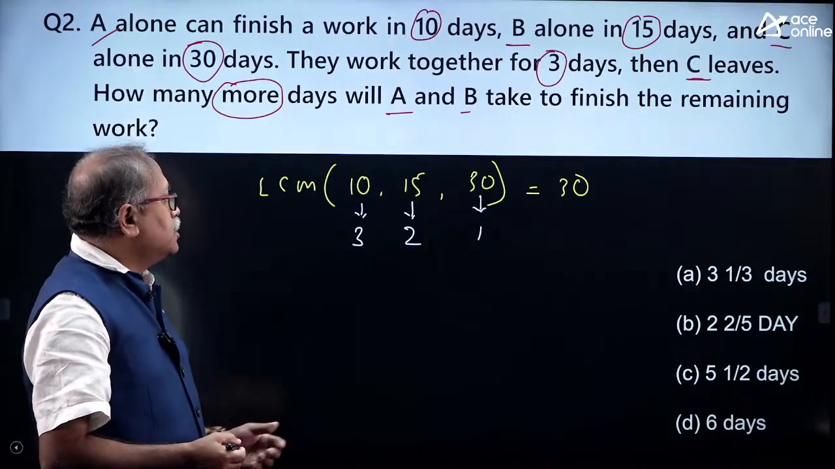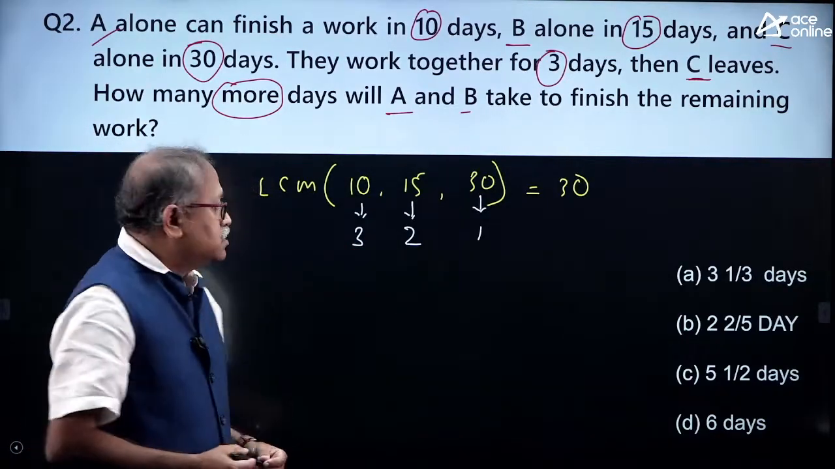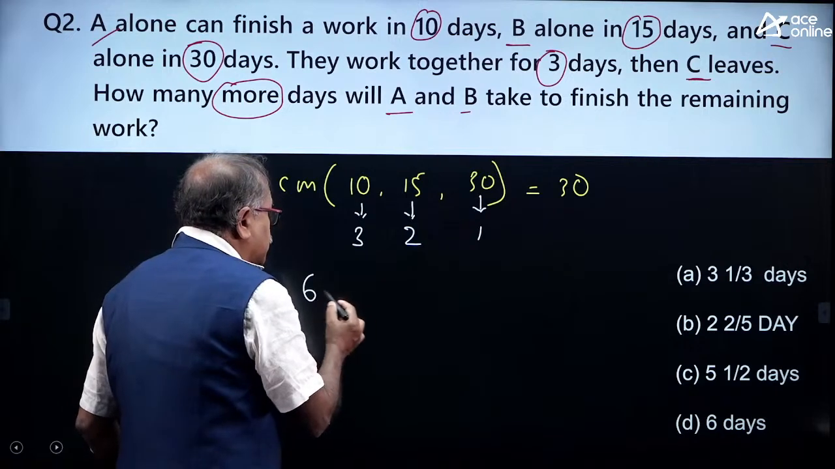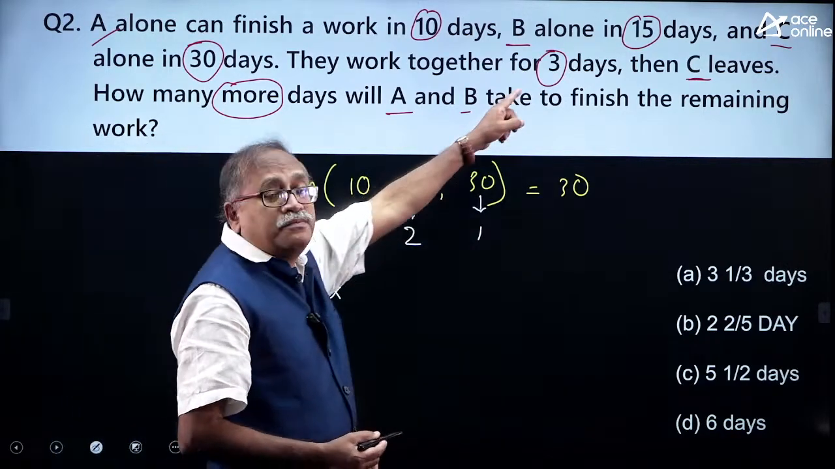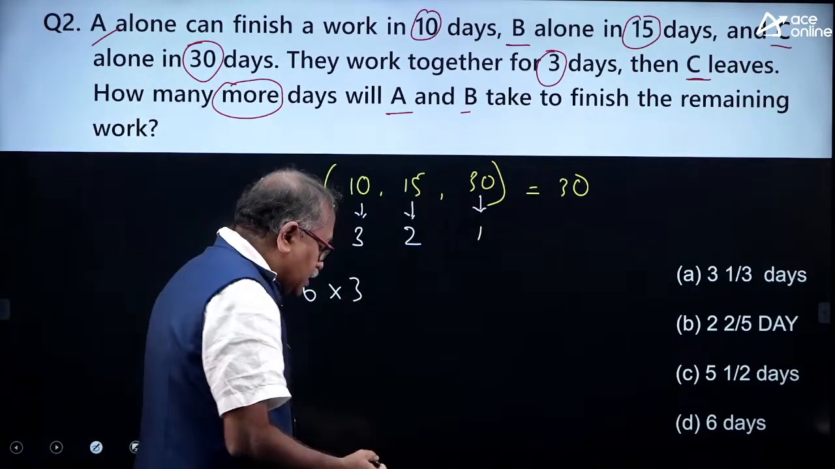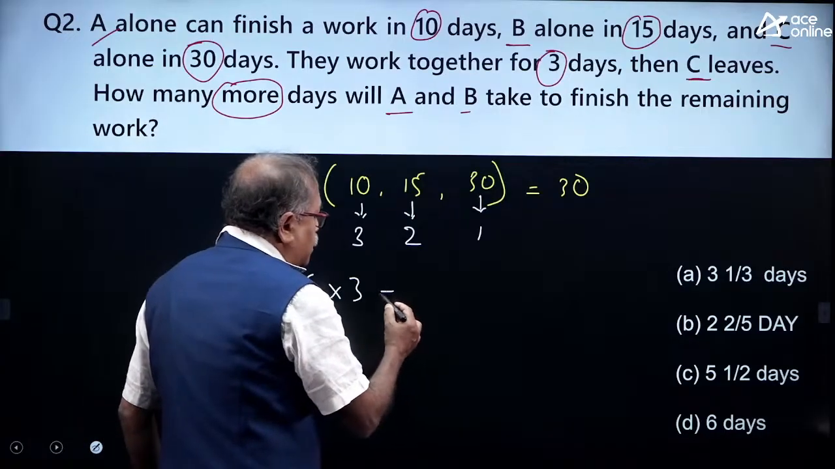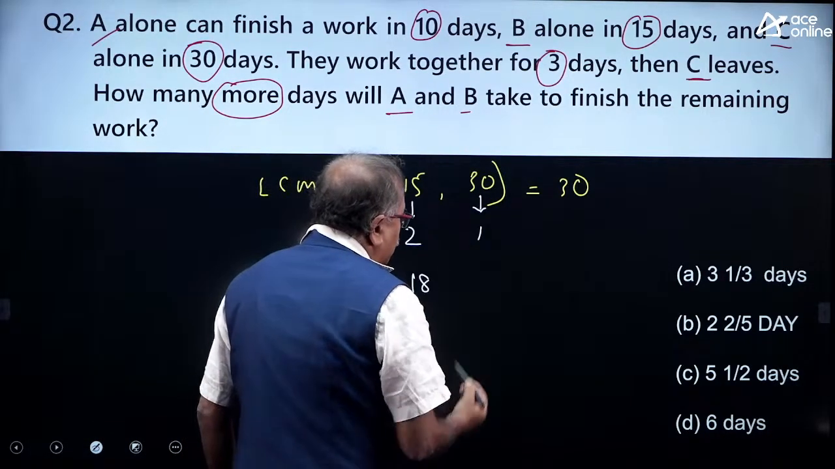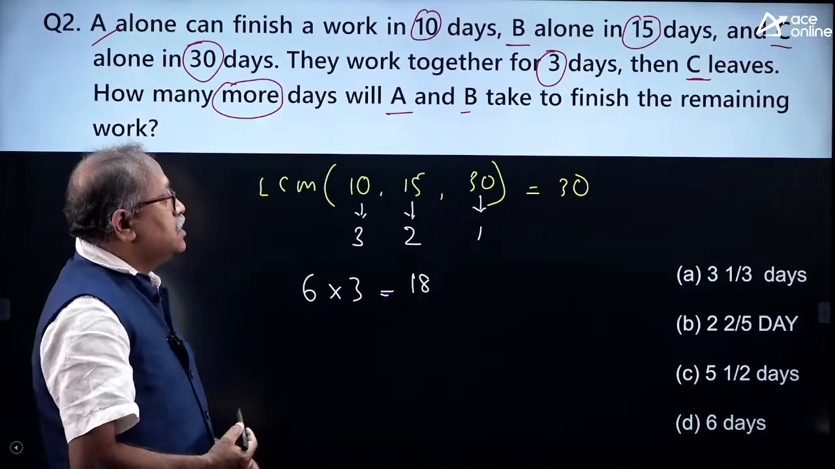So when A, B and C are working together, 3 plus 2 plus 1, that means they complete 6 units per day, and they work together for 3 days. If anyone can answer the question, please try this. So 18 units is the work completed in the first 3 days, and after that C left.